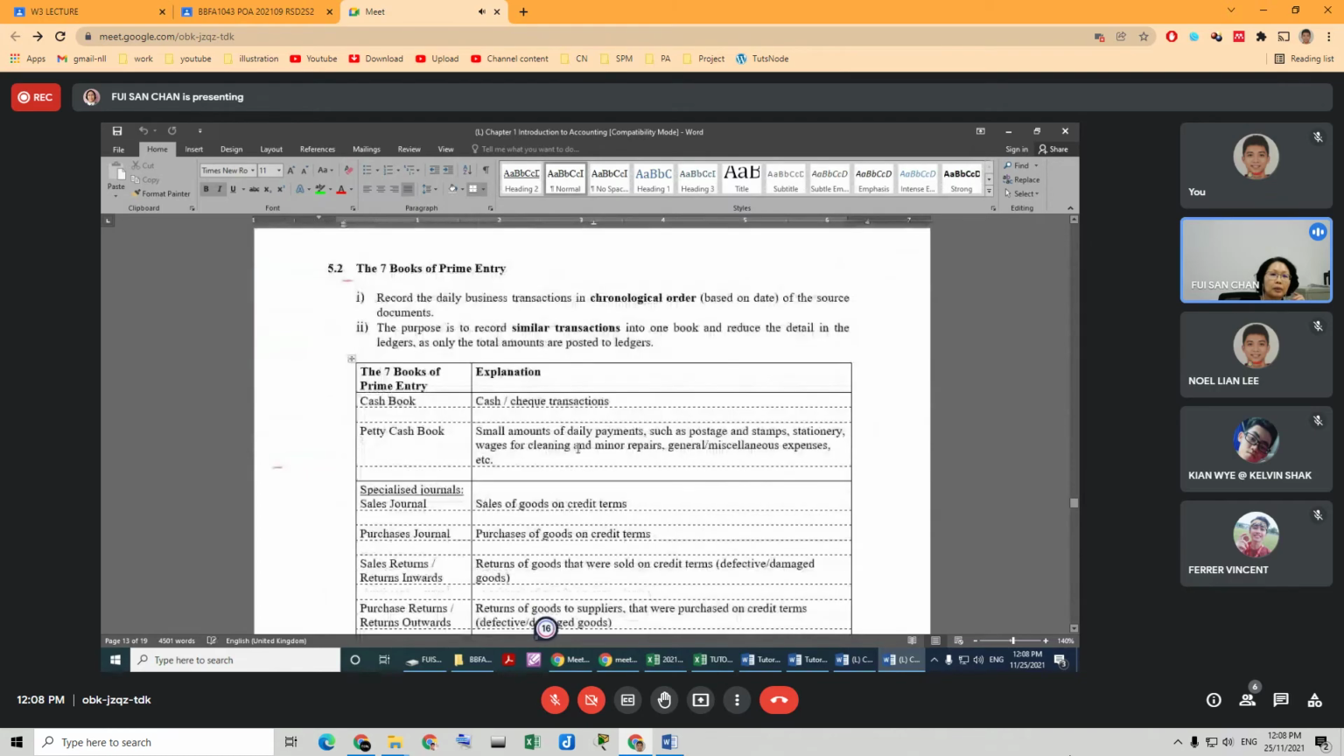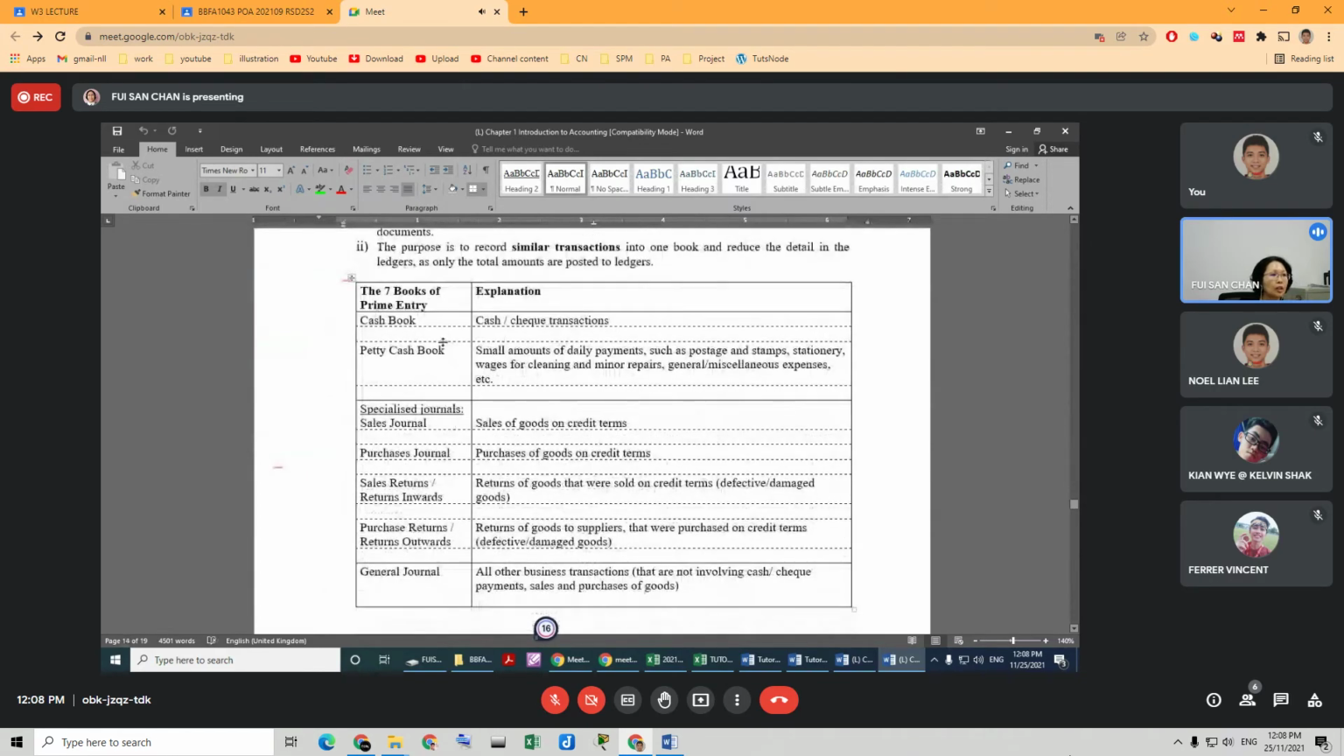This is your 7 books of original entry. So you have what? Cash book, petty cash. Cash book is your 3-column cash book. Petty cash, then you have sales journal, purchases journal, return inwards journal, return outwards journal, and general journal. So this is what we call 7 books of original entry.